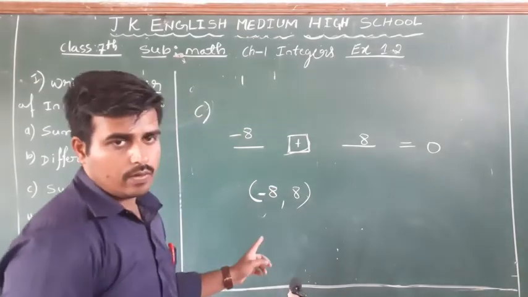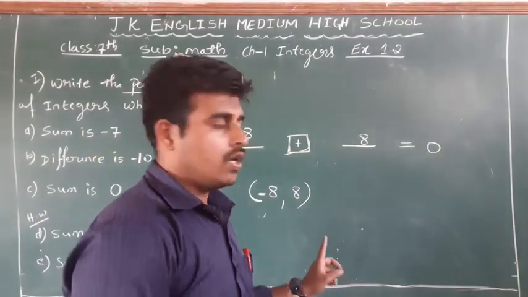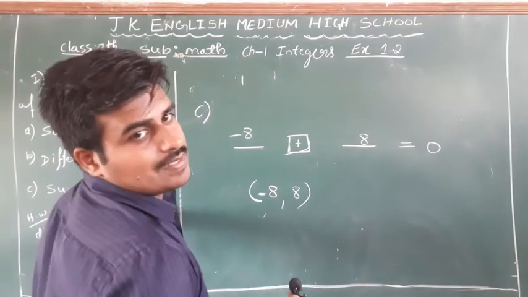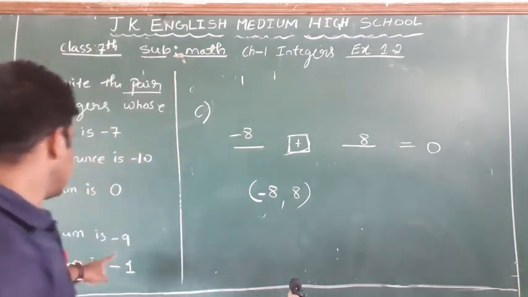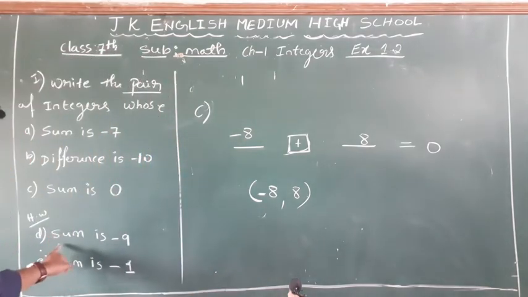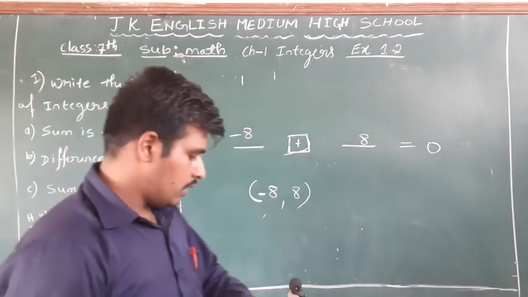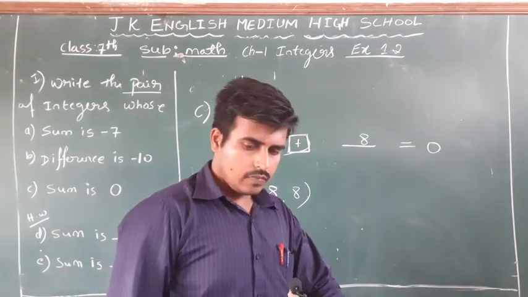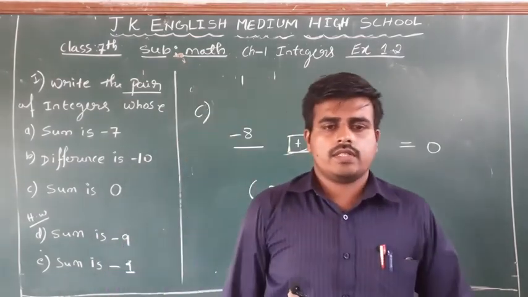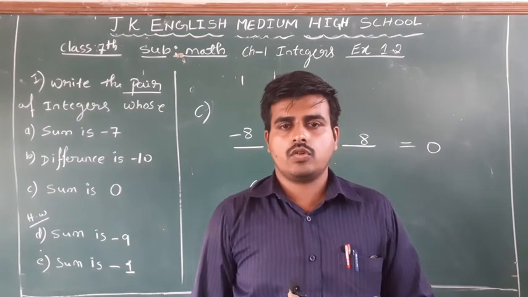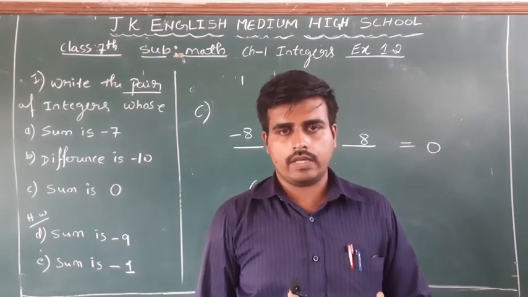It is a pair of numbers, or a pair of integers, whose sum is 0. Okay. Likewise, you try, take these two as homework. Sum is minus 9, sum is minus 1. You try these two at home. The first main is sufficient today. Tomorrow I am going to deal with the second main. Thank you, one and all.